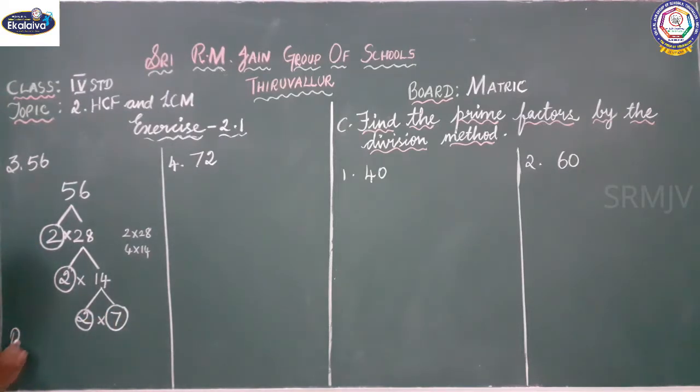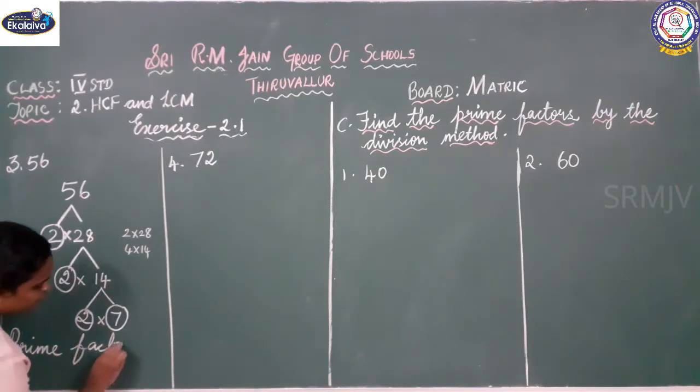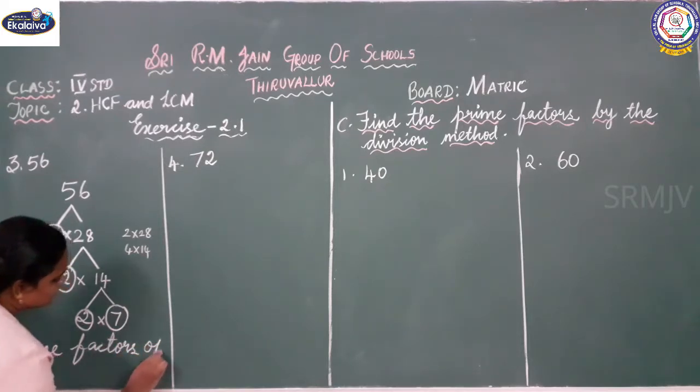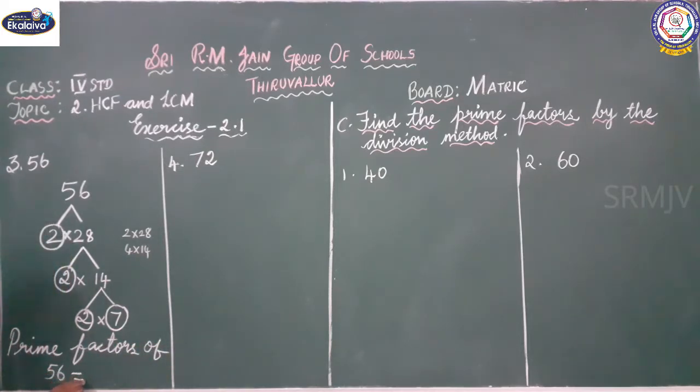So what are the prime factors of 56? Prime factors of 56 equal to, you should write only the prime numbers, 2 into 2 into 2 into 7. So 2 2s are 4, 4 2s are 8, 8 7s are 56. Look at the numbers 28 and 14. They are composite numbers. 2, 2, 2 and 7 are prime numbers. Prime factors means only the prime numbers should be here.